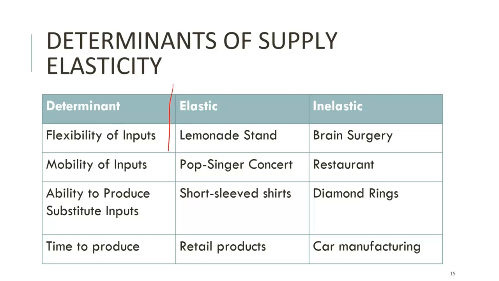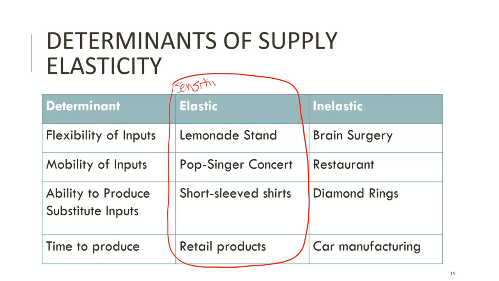So if we're talking about elastic supply, this is where they are sensitive to price changes, meaning they can adapt quickly to meet higher and lower prices. They're able to change the quantity that they can produce fairly quickly. So flexibility of inputs. If you have a lemonade stand, you could use red cups or clear cups. They could use lemons, concentrate. There's lots of different things. They're able to change those inputs really easily and still come out with the same lemonade.